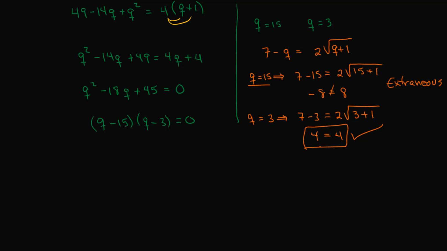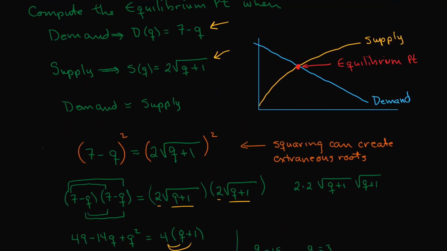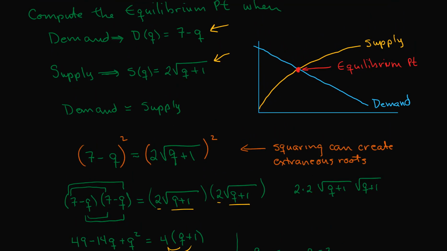Okay, now what we want to be careful to note here is that this is q equals 3. Our solution here is q equals 3. So when I bring it back up and I consider now my equilibrium point, my q is going to be 3, and I need to compute then the price. To get the price, what we need to do is to substitute this value for q into either of the two equations.